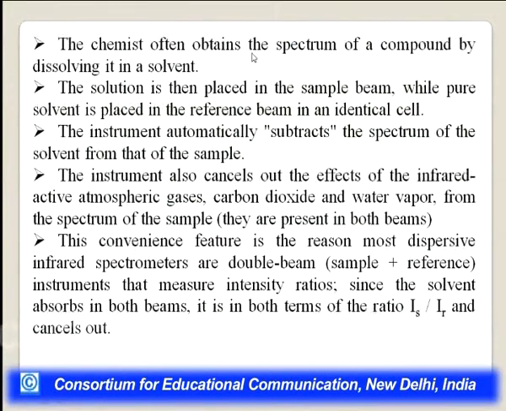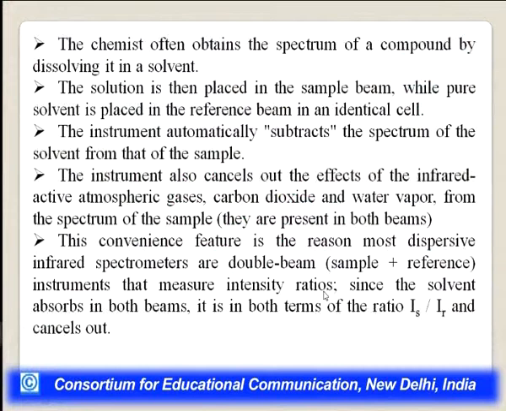The chemist often obtains the spectrum of a compound by dissolving it in a solvent. So we have to dissolve the substance for which we want the IR spectrum. The solution is then placed in the sample beam while pure solvent is placed in the reference beam. The instrument automatically subtracts the spectrum of the solvent from that of the sample.